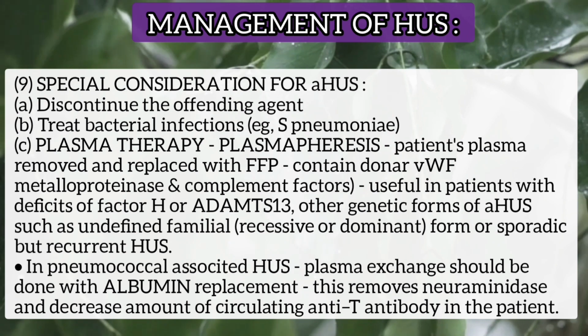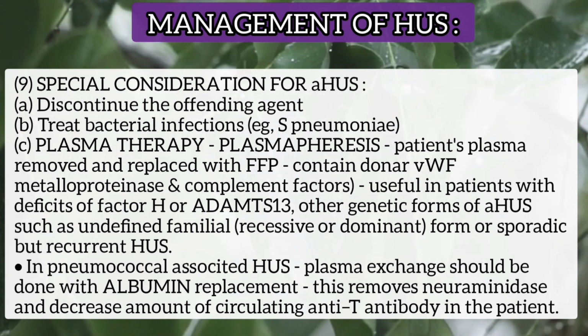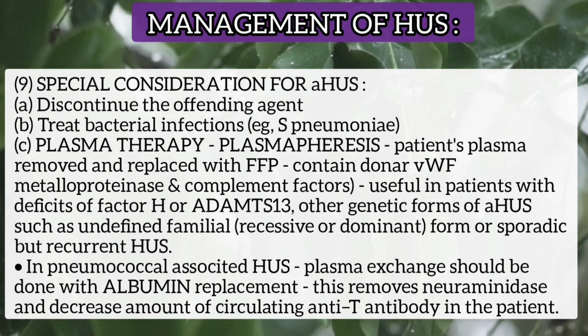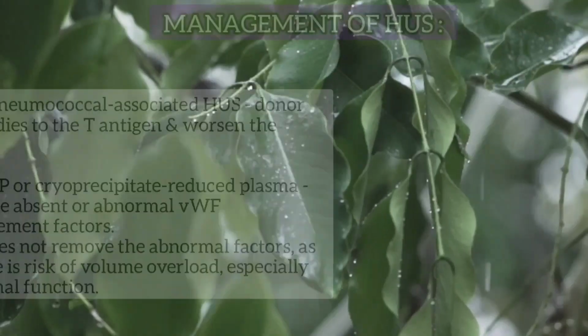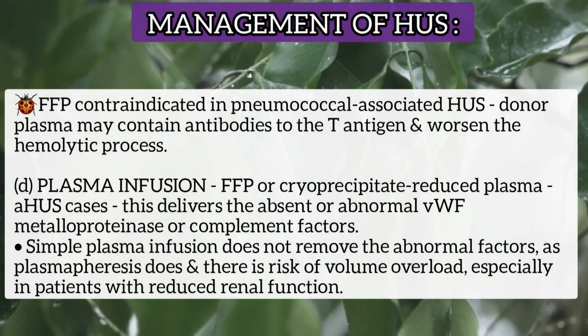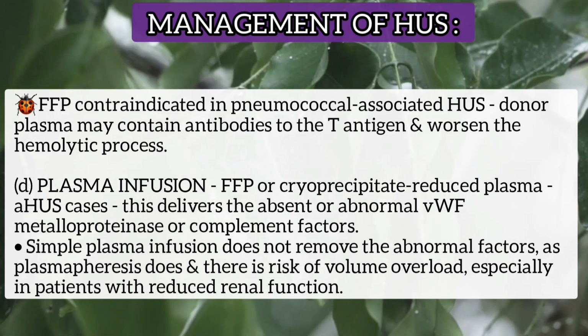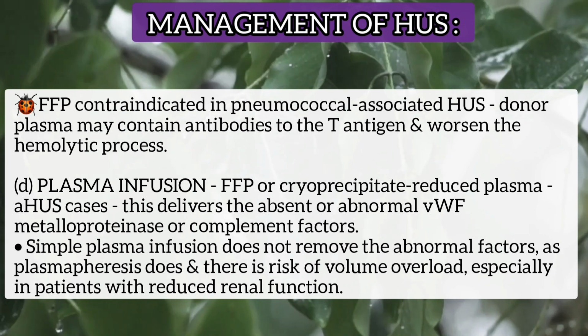Now, in pneumococcal-associated hemolytic uremic syndrome, plasma exchange should be done with albumin replacement. This removes the neuraminidase and decreases the amount of circulating anti-T antibody in the patient. Fresh frozen plasma is contraindicated in pneumococcal-associated hemolytic uremic syndrome because donor plasma may contain antibodies to the patient's T antigen and worsen the hemolytic process.